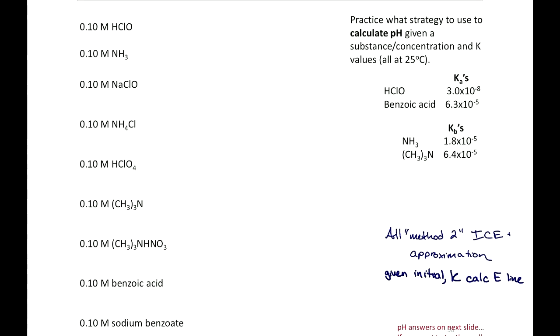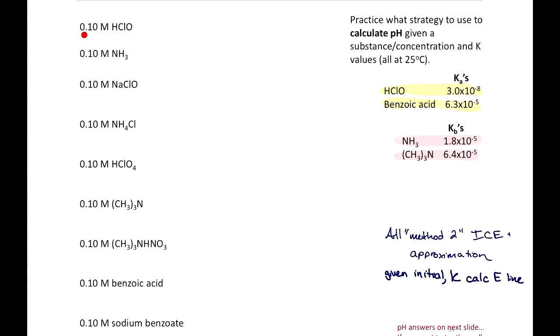Okay, I'm going to give you two Kas. This is all the information. So this is for hypochlorous acid and benzoic acid. Those are two Kas. And then here are two Kbs. This is for ammonia, and this is trimethylamine, so two Kbs. We have all the information we need to solve the pH for all of these.